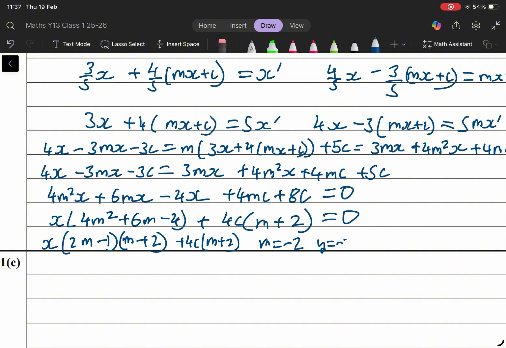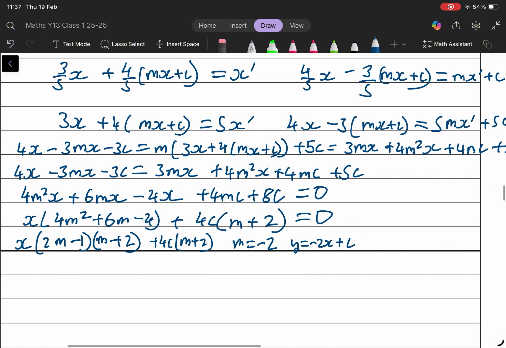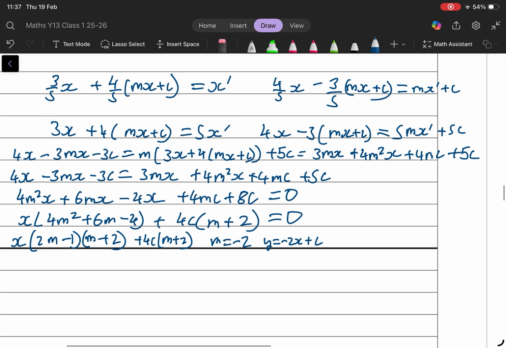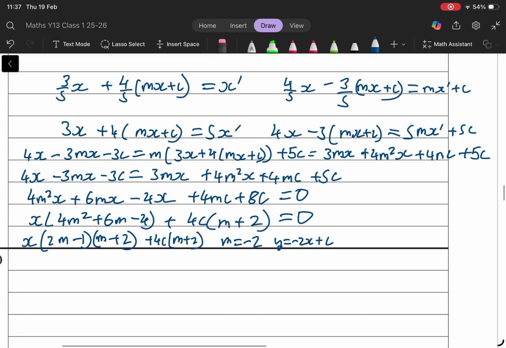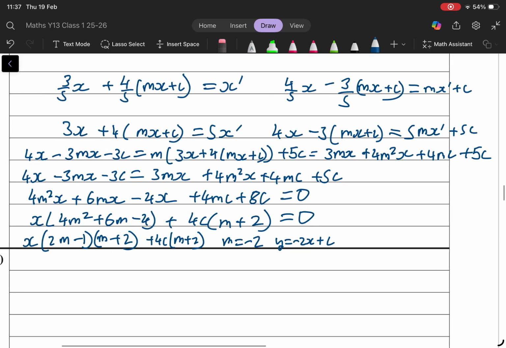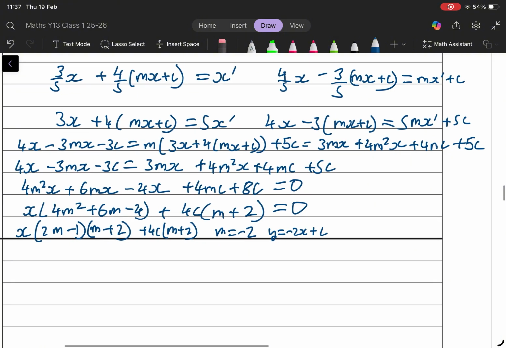So we'd have y equals minus 2x plus c. And then we could also have c is 0 and m is 1/2. So y equals 1/2 x as well. However, I don't think that is meant to be right. This is the equation of the mirror line. I'm getting 2 lines here.